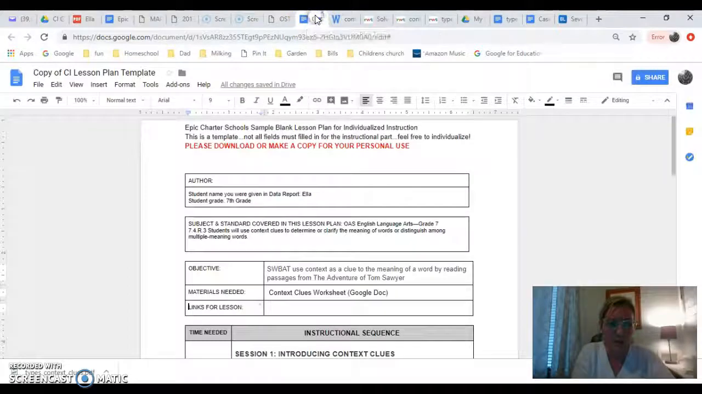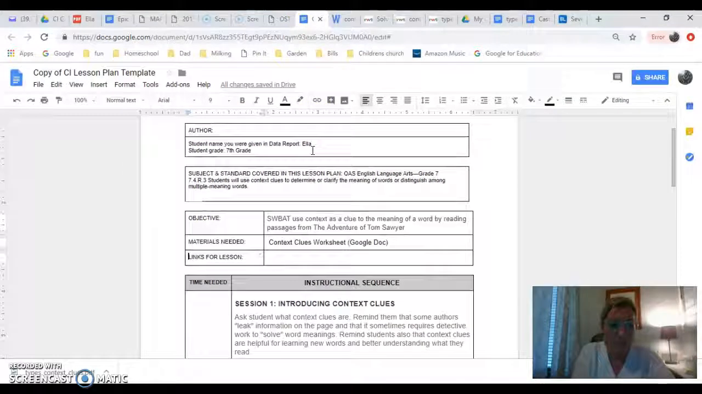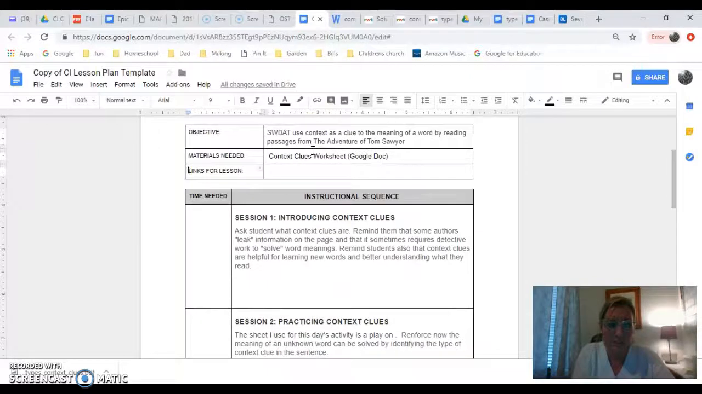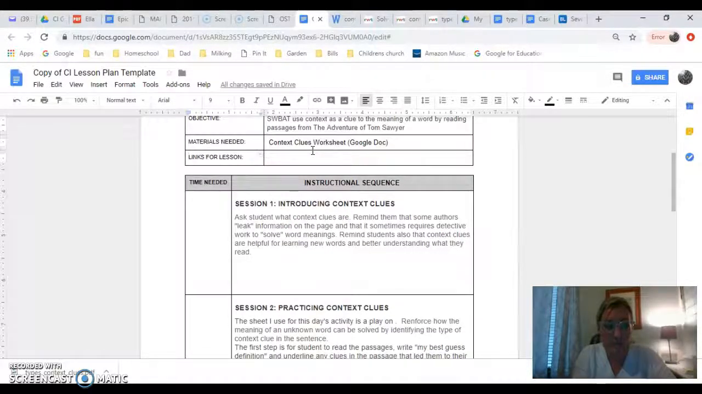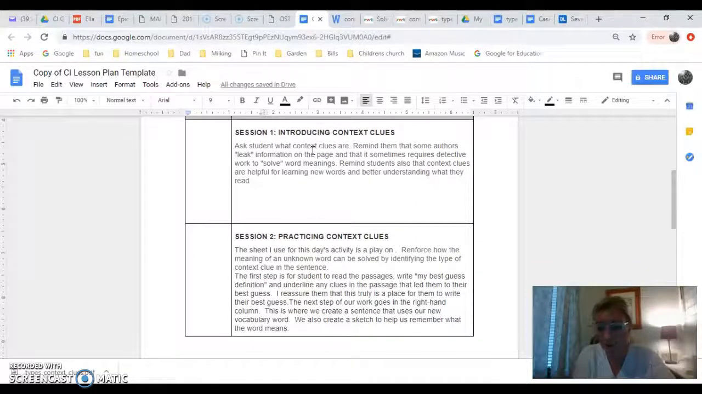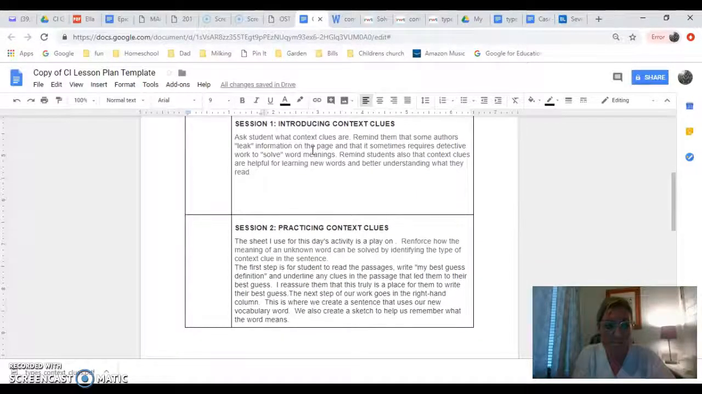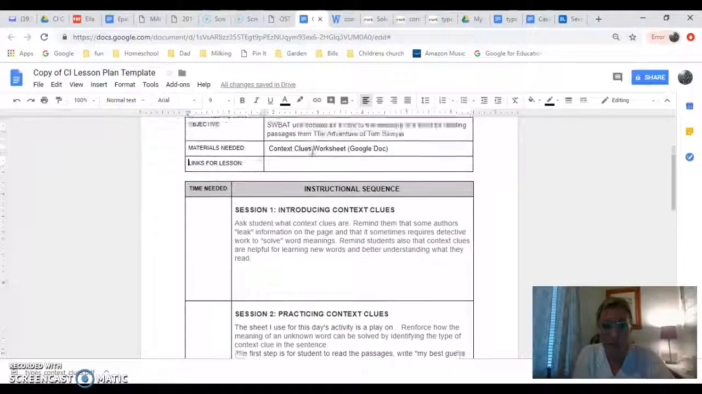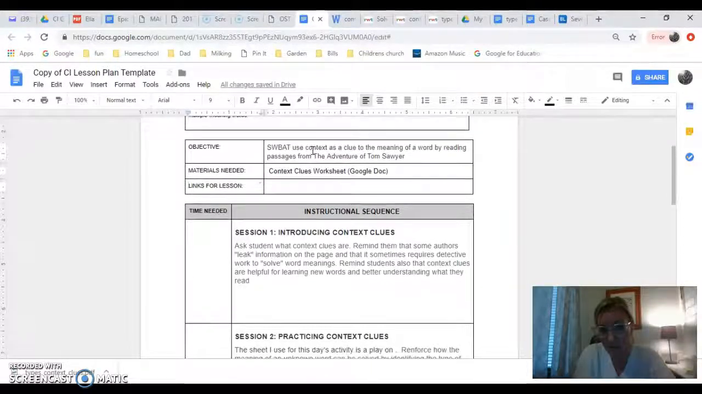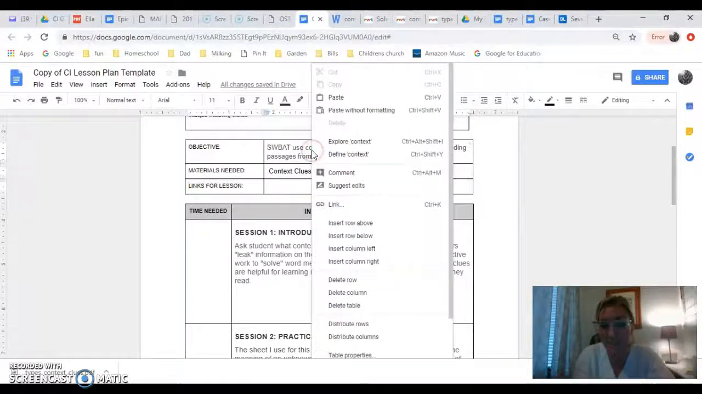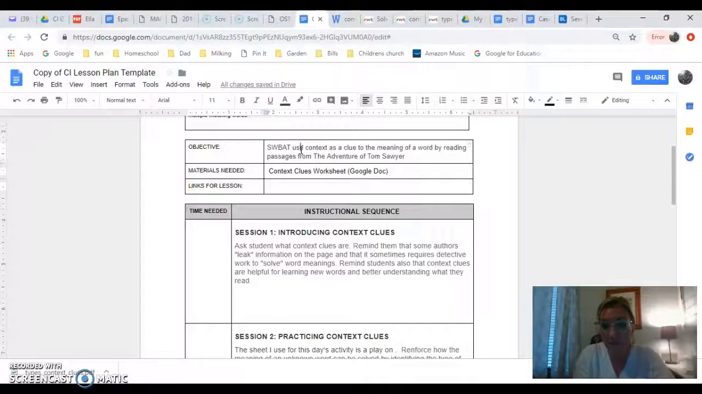And here it is. So this is going to focus on practicing using context clues that are purposefully manipulated. So she needs the instruction and practice using context clues, including meaningful encounters with new words, so that's where our focus is going to be. So as you can see, our objective is that students will be able to use the context as a clue to find the meaning of a new word by reading passages from The Adventures of Tom Sawyer.